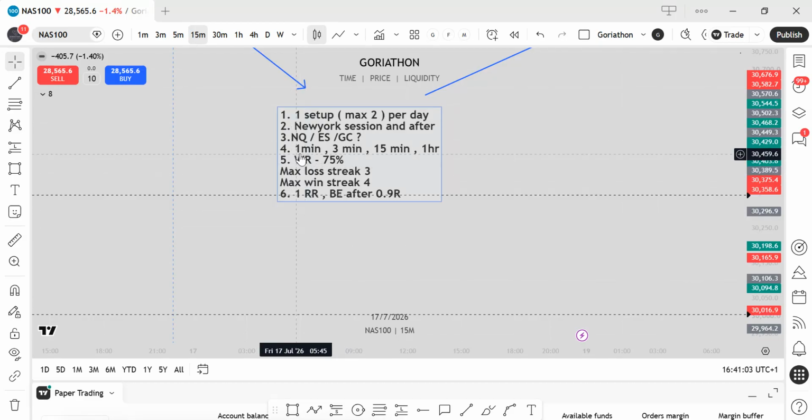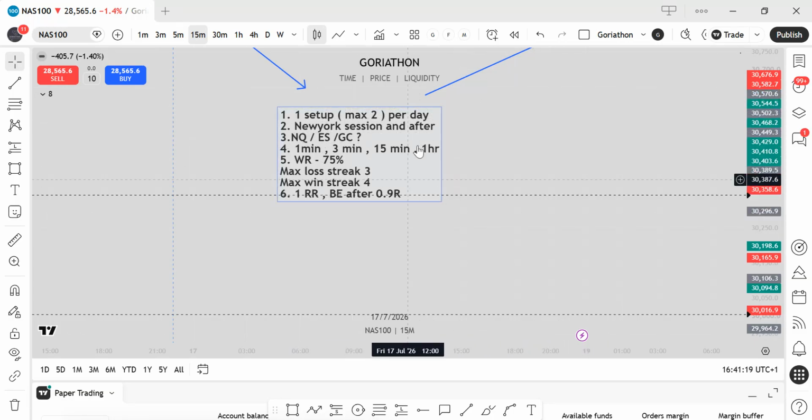And so the entry time frame is 1 minute. Sorry, not only the entry time frame. We will only be looking at the 1 minute, 3 minute, 15 minute, and 1 hour charts. Nothing more than that, of course, because we are scalping, so we're not really bothered about what the whole daily bias is.